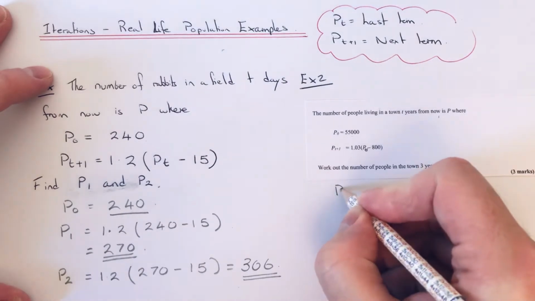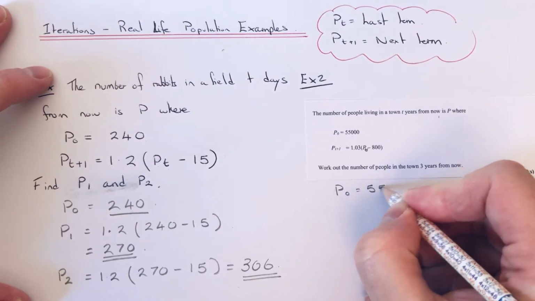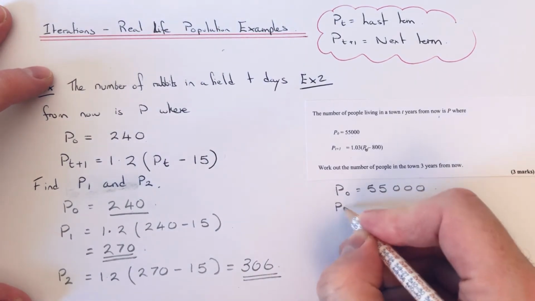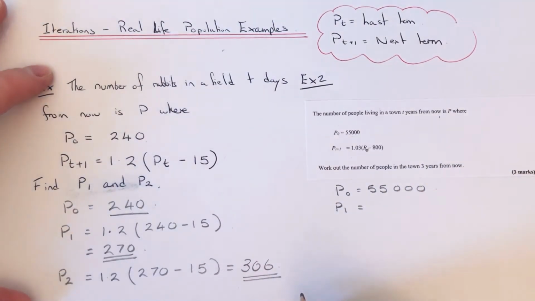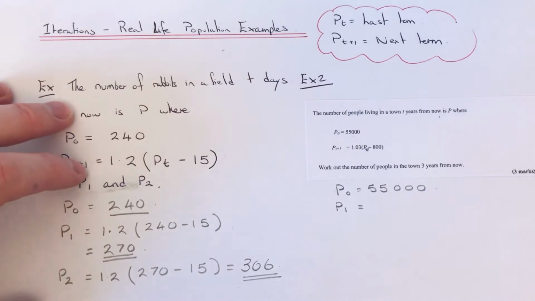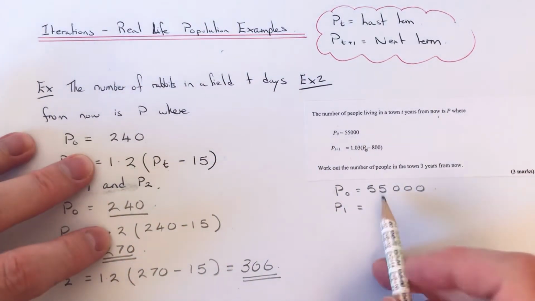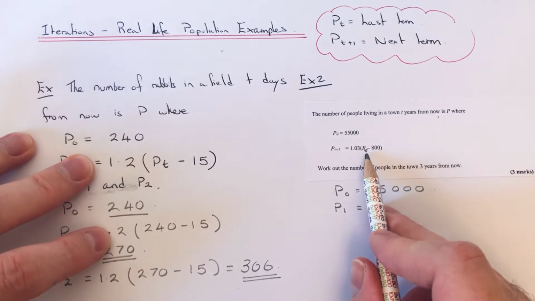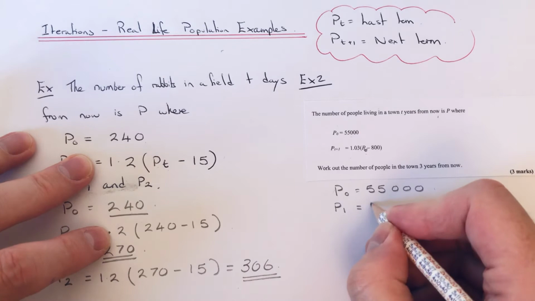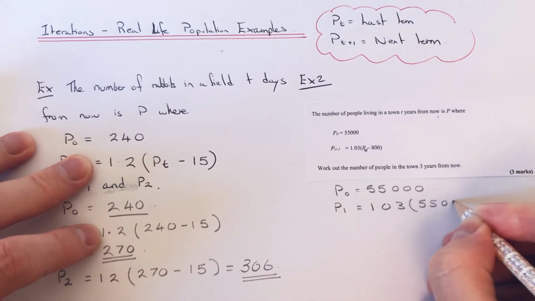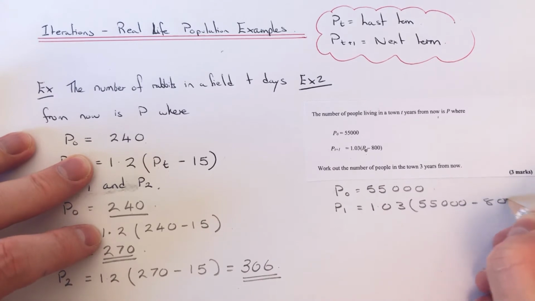Okay, so we've got P0, which is 55,000. So the next term would be P1. We need to go all the way up to P3 this time. To get P1, we substitute 55,000 in for P little t. So it'd be 1.03 bracket 55,000 minus 800.